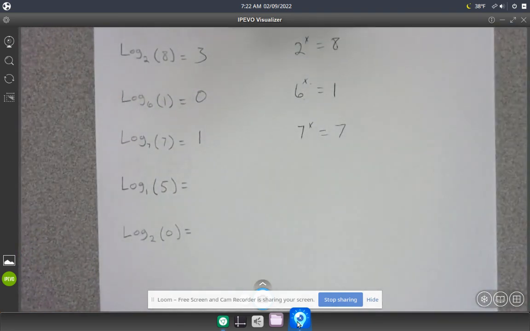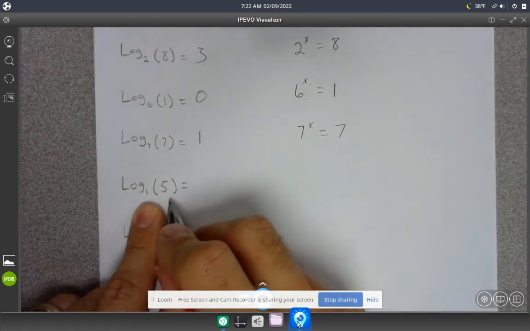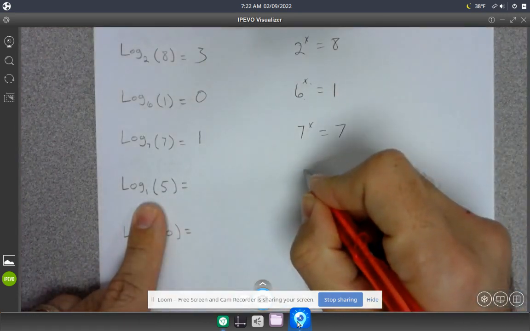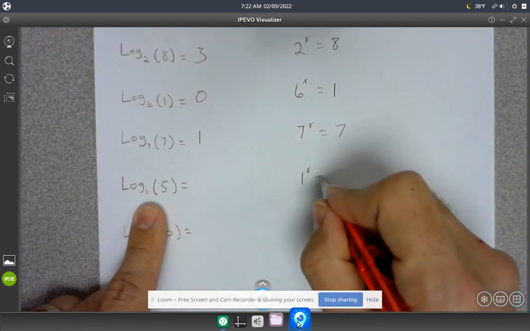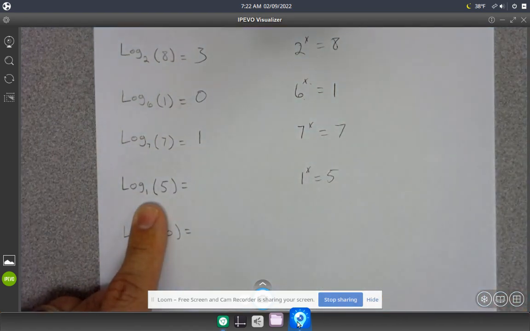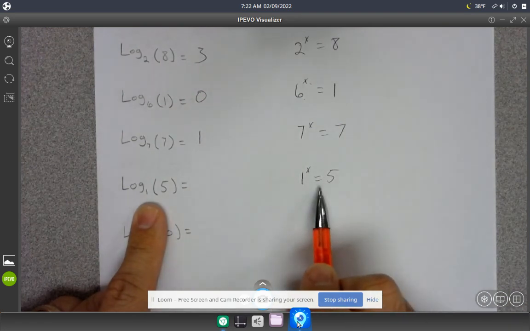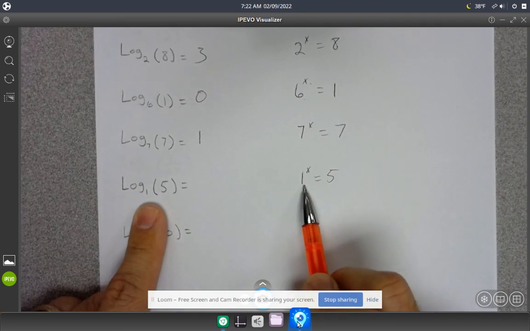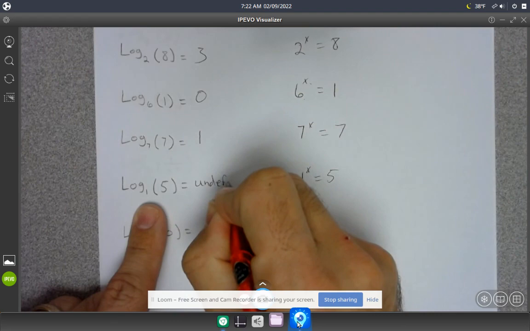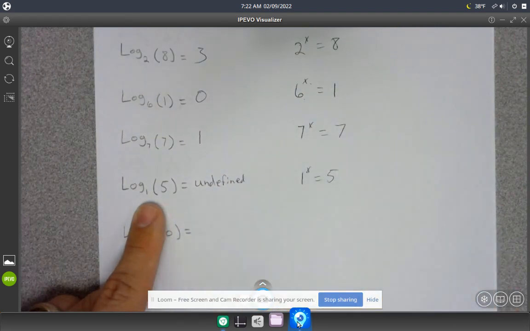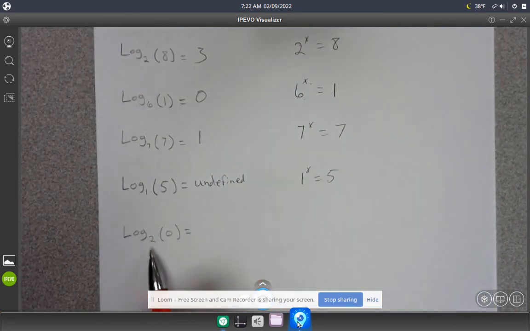These last two I wanted to look at because they are a little strange. This one is going to be undefined because it's asking the question, 1 to what power will equal 5? This is impossible because no matter how many times you multiply 1 by itself, you'll never get 5. This is undefined basically because 1 is your base. And here, 0 is your input.